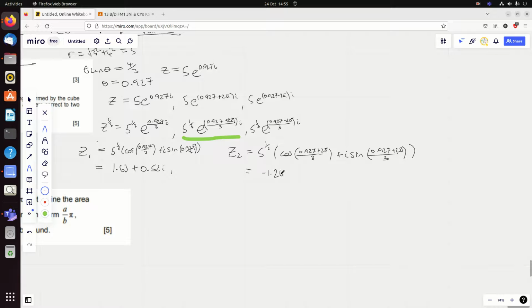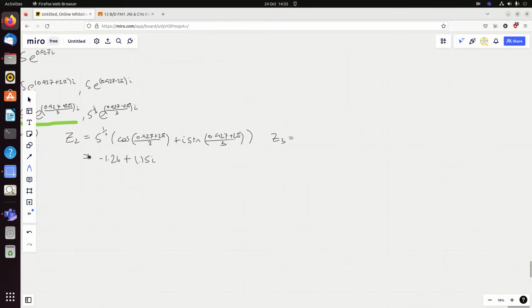minus 1.26 plus 1.15i. And your Z3 is very, very similar. We're just going to plug in that now. We're going to get 5 to the third cos of 0.927 minus 2 pi this time, divided by 3, plus i sine of the same thing.